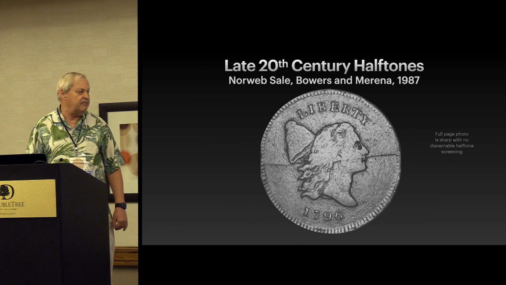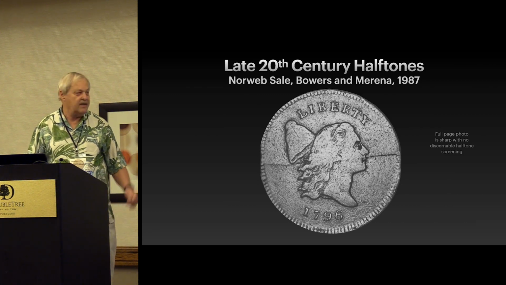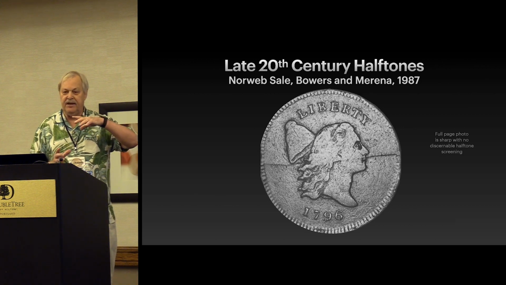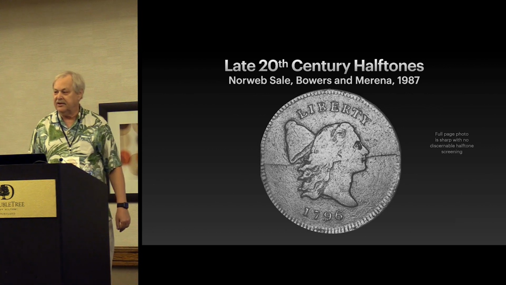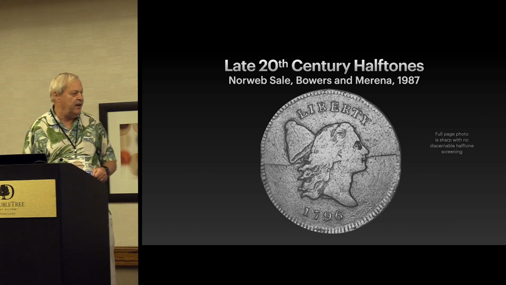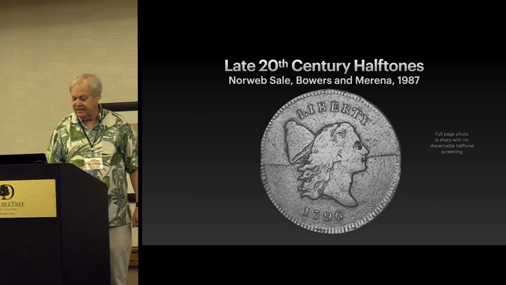They, however, had some large full-page images. That's an image of the same coin from the same catalog, but it's a full-page image. And so you can't see the dot pattern there. You'd have to enlarge it a lot to see that halftone pattern. Again, it's black and white. We're used to a lot better than that now.